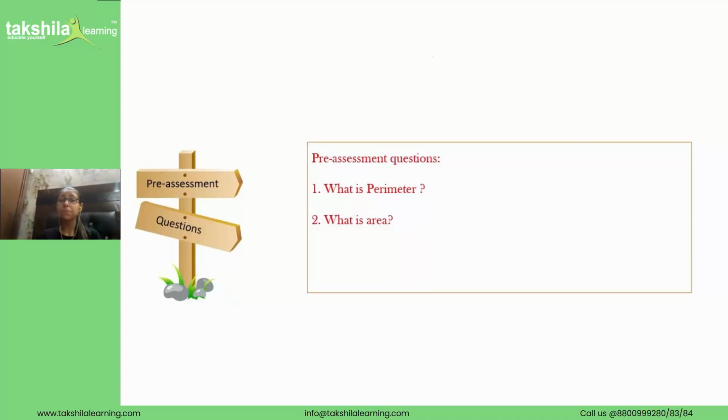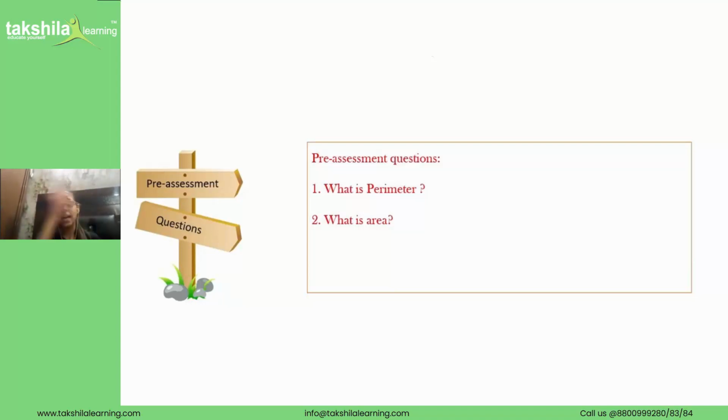The second question says, what is area? So area is basically the space which is occupied. In perimeter, we were talking about the boundary, but in area, we are talking about the space which the entire figure covers, which means the inside of the figure.